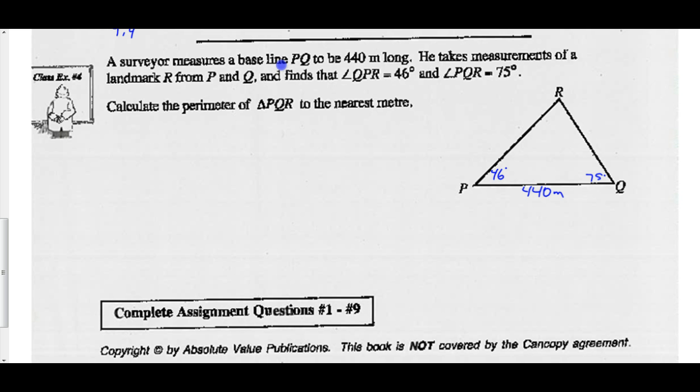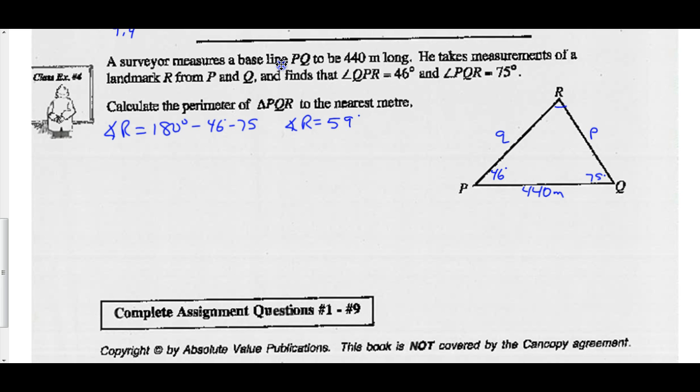Calculate the perimeter of triangle PQR to the nearest meter. So I know one length, 440. I want to look for little q and little p, the sides opposite angles P and Q. I'd also like to know the measure of angle R. If I want to find angle R, I know the sum of the angles in the triangle is 180. So to find angle R, I'm going to say that's 180, subtract 46, subtract 75. So angle R would be 59 degrees.